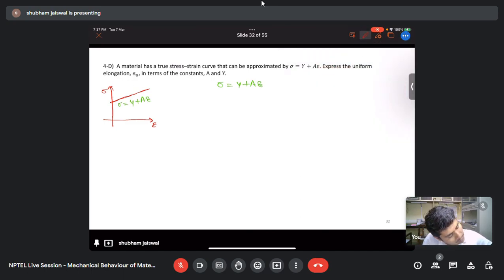I'll give you the hint. When the maximum load is reached, that is the point of instability. That is, d sigma upon d epsilon should be equal to sigma. Now try to solve.